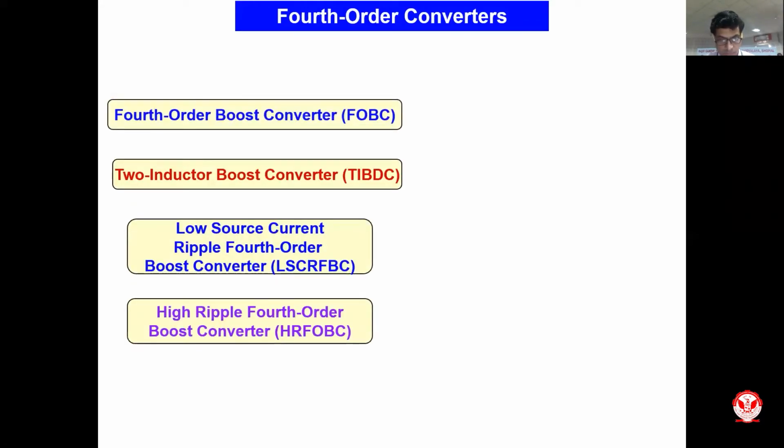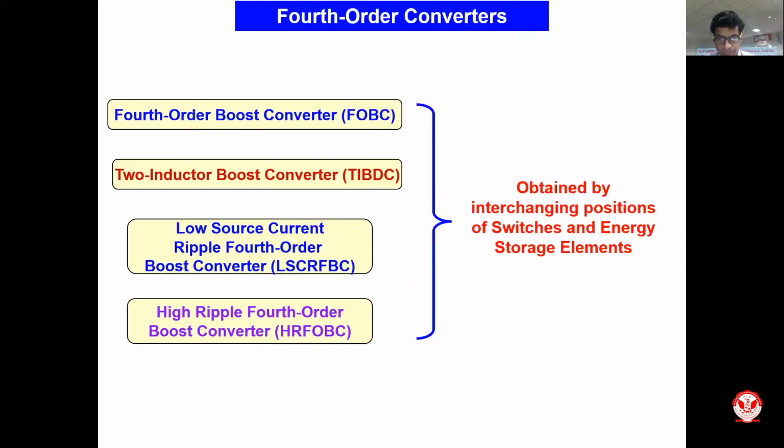So four types of fourth order DC-DC converters I'll be talking about. Although all of them have four energy storage elements, their properties and steady state characteristics are quite different from each other. And interestingly, as I move to the further slides, you will find that these converters are obtained from one single conventional converter just by interchanging the positions. So the formation of these converters is quite interesting.